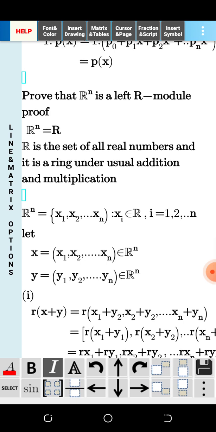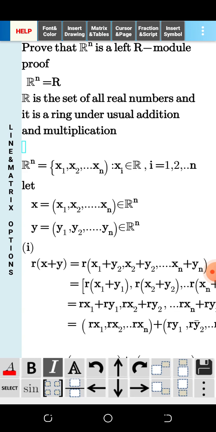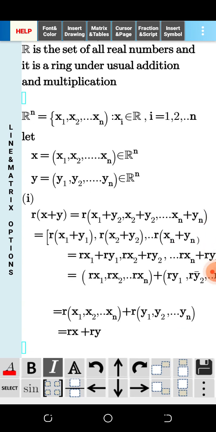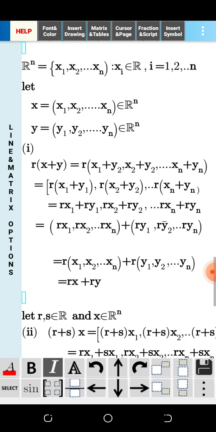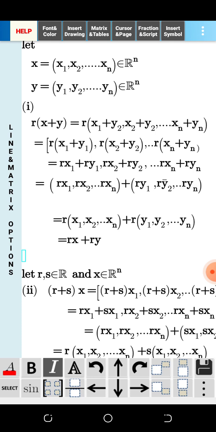Then the last one, the set R^n is a left R-module over itself. So we pick arbitrary values from R. Since you know R is a set of real numbers, we pick x1 to xn, i representing the values of n respectively, and we pick two arbitrary values x and y, and we apply the axioms. For this one you have to follow the steps. So you see, we start from x1 plus y1, then we reduce to rx1 and ry1, and at the end of the day we have axiom 1 to be rx plus ry.